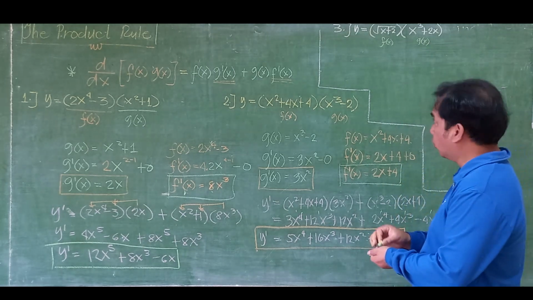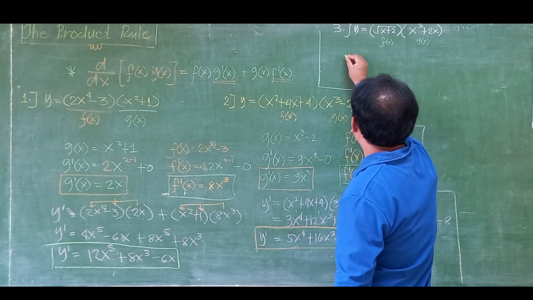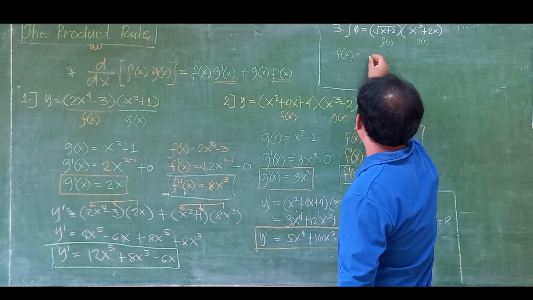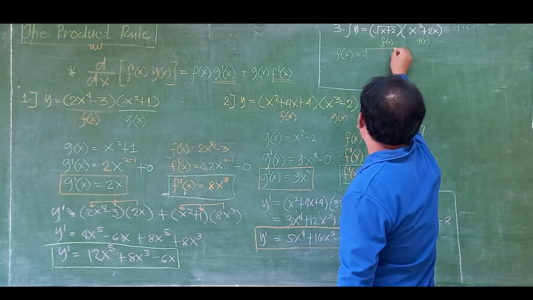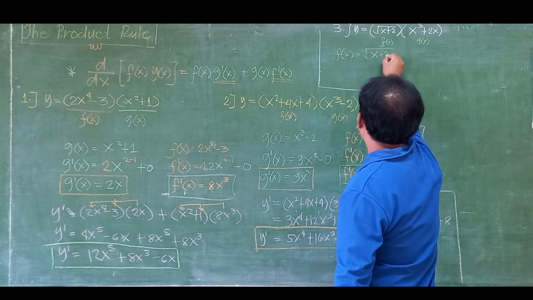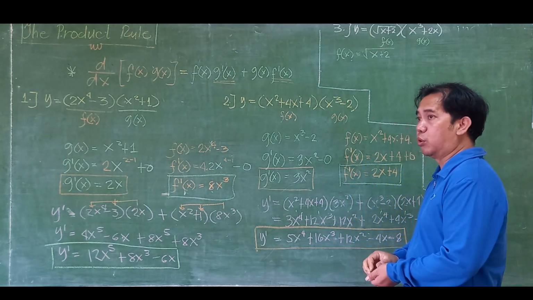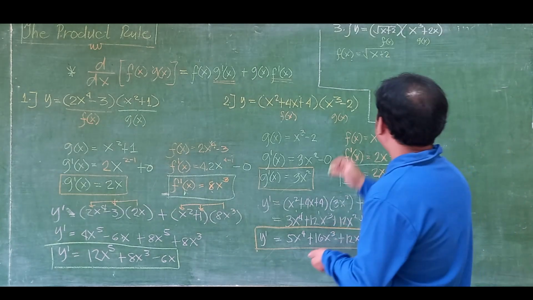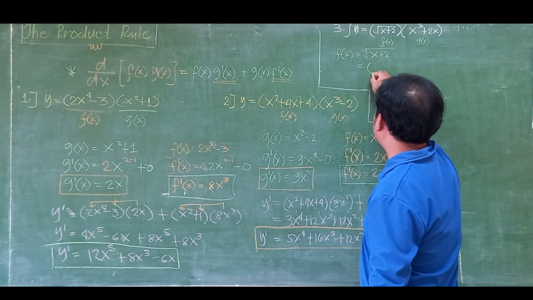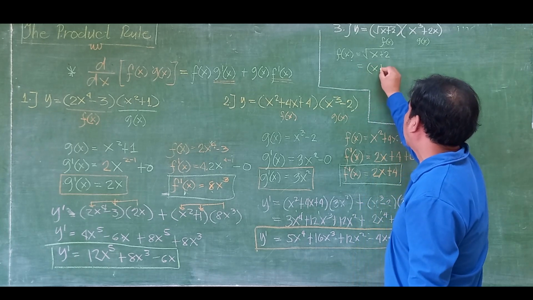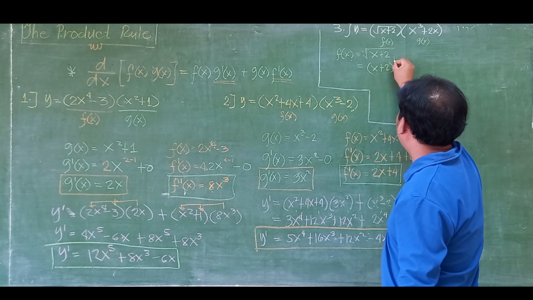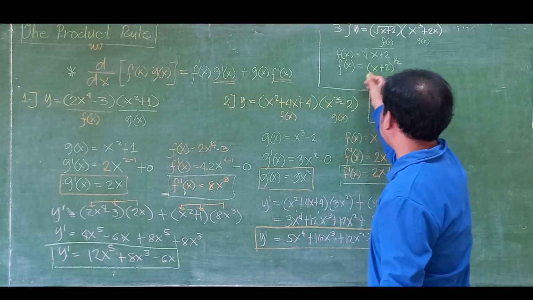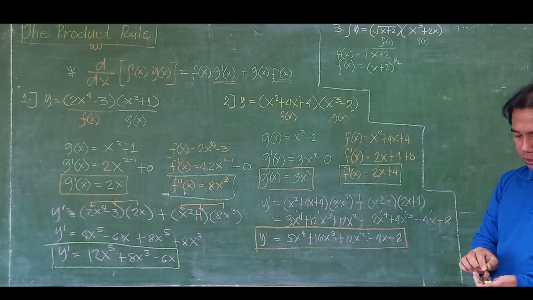So what is the derivative of the first one? We have here f of x. f of x is equal to the square root of x plus 2. And so what would be its derivative? Convert this one to exponential form. If we convert that to its exponential form, that is the same as the quantity x plus 2 raised to 1/2. After that, that's the time we're going to get the derivative.